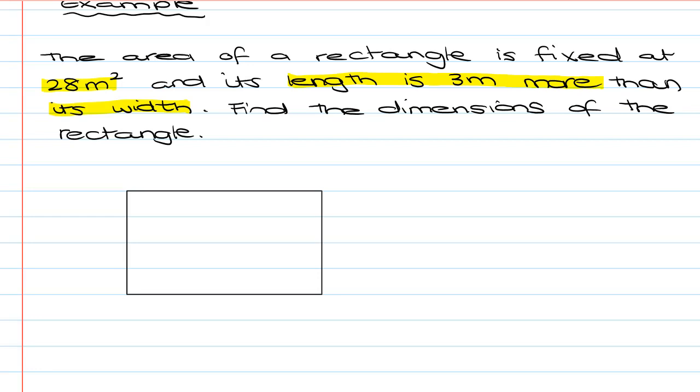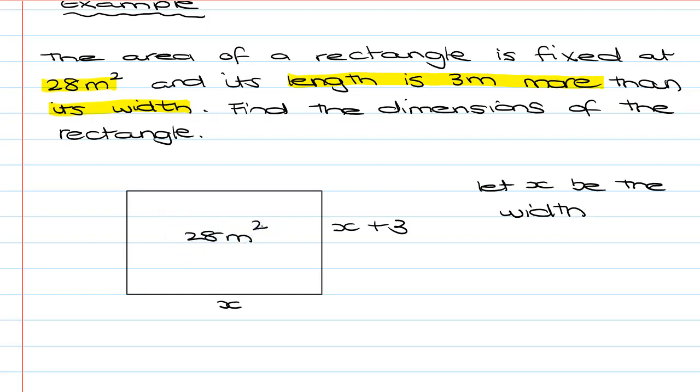So let's let x be the length. Oh no, sorry, the width. Let's let x be the width. Therefore the length is x plus 3. I'm actually going to say let x be the width. Inside the rectangle I'm going to write that it's 28 meters squared, because that tells me that's its area.